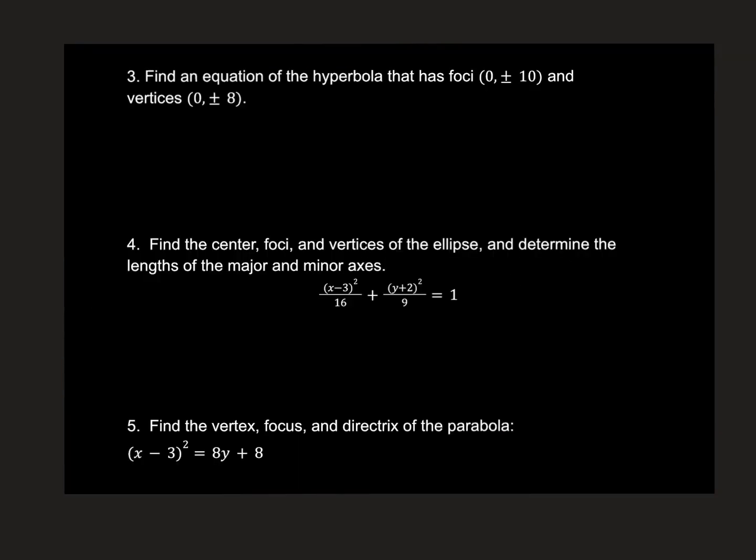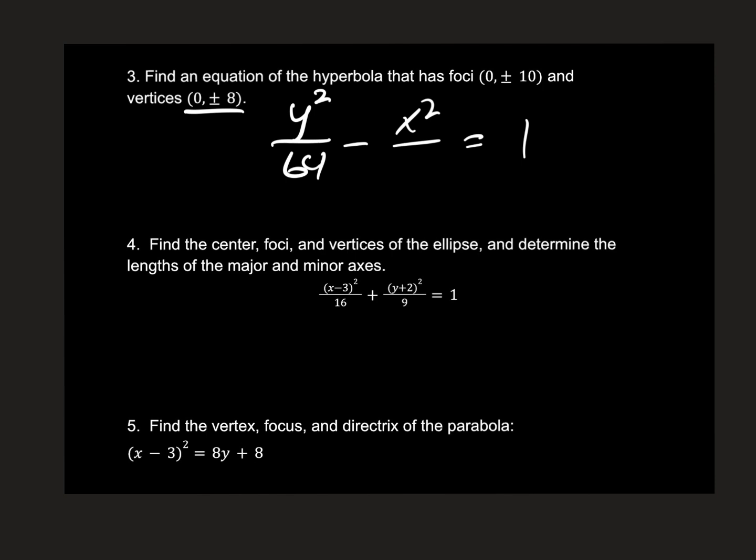Number 3, going backwards here, find the equation of the hyperbola that has foci 0, plus or minus 10 and vertices 0, plus or minus 8. Now, there are a lot of hints in that problem. 8 are the vertices, and they're the y coordinate, which means the y comes first, and it's going to be y squared over 64 minus x squared over something. It's going to equal 1.